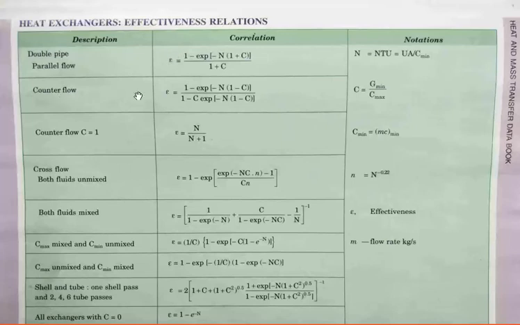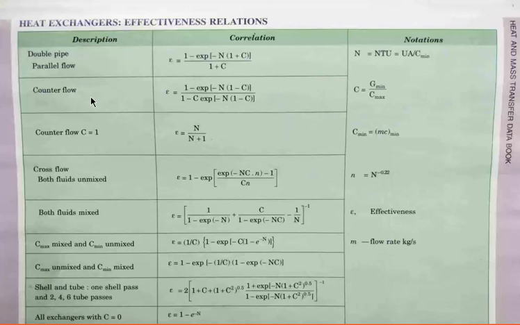If it is a counter flow heat exchanger, then you have to go with this expression. As you can see here, there are values of N and C, so these values should be calculated initially. Later on there is one more equation for a cross flow heat exchanger where both fluids are unmixed. To calculate the effectiveness, this is the equation you have to go with. If it is a cross flow heat exchanger with both fluids mixed, then you have to go with this expression.